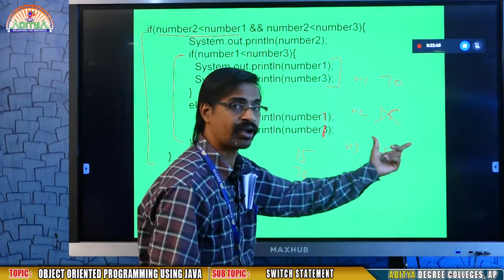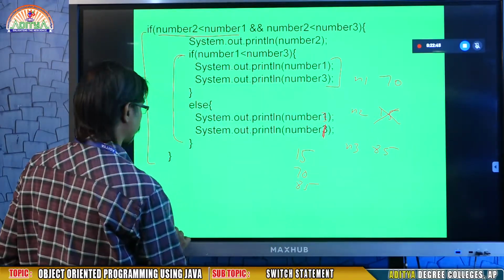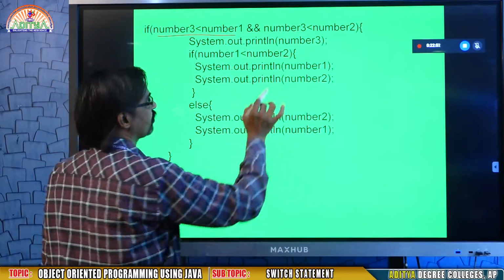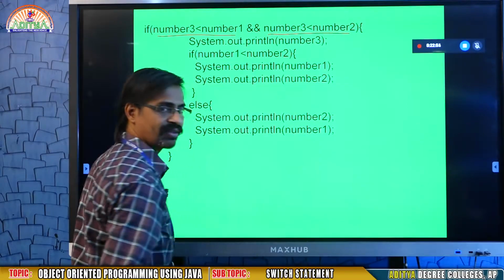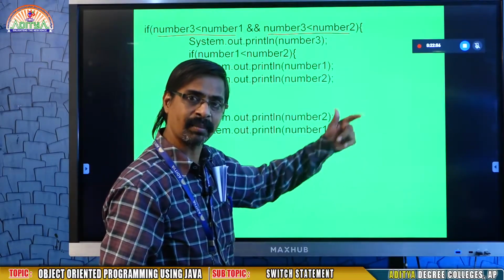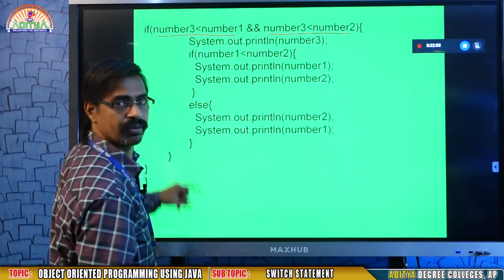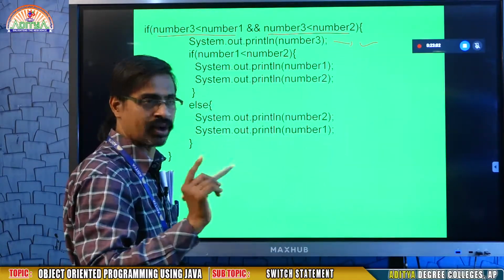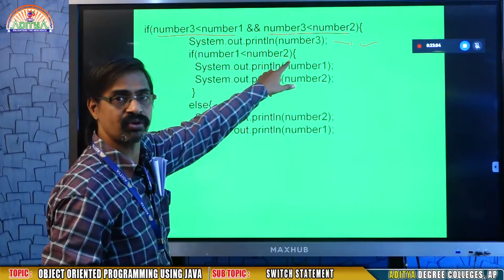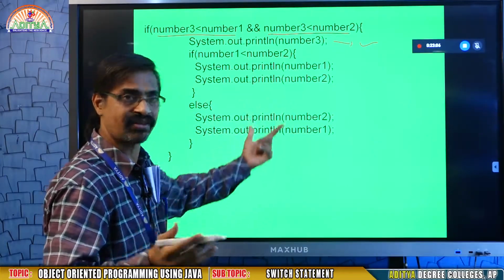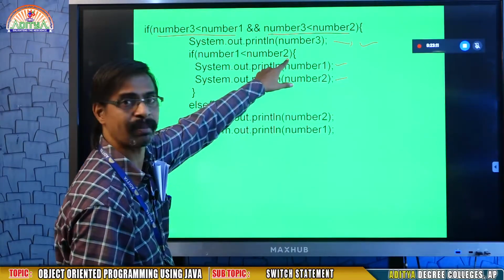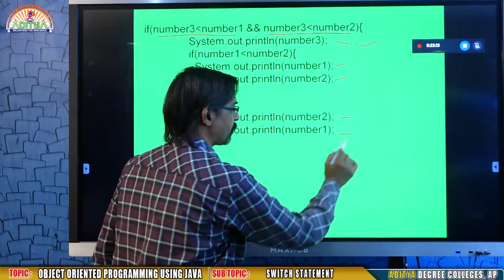In case you are going to take the third number is small, if number 3 less than number 1, assume yes. If number 3 less than number 2, yes. The third value is less than number 1 and number 2, then come down. It will print number 3. The remaining number 1 and number 2 are there. So number 1 is less than number 2, yes. Assume if it is yes, it will print number 1, number 2. If it is false, it means number 2 is small. So number 2, number 1.